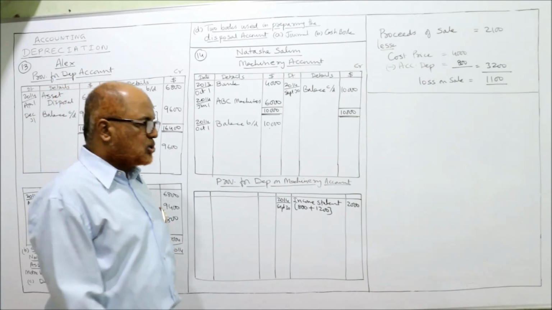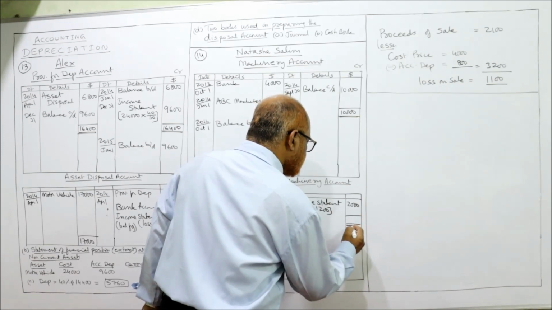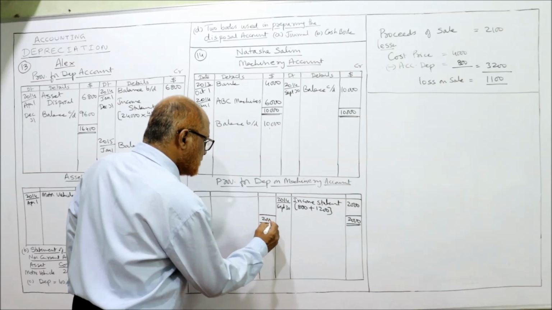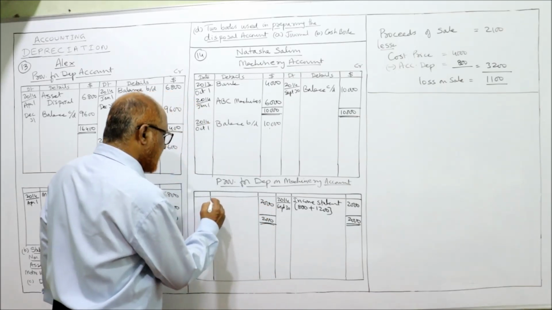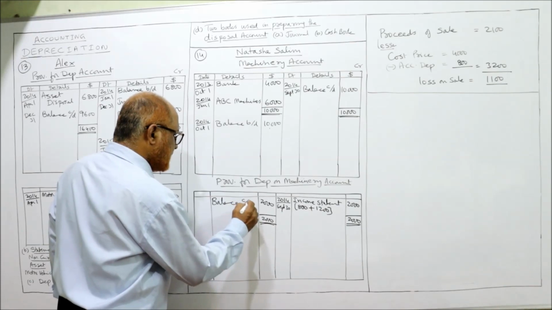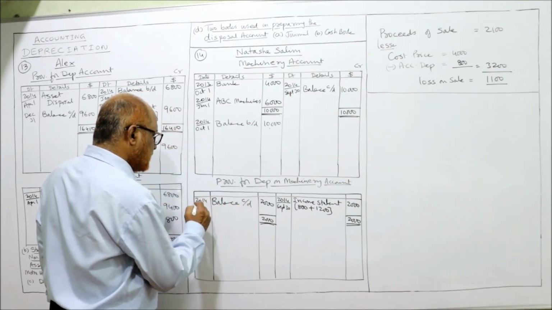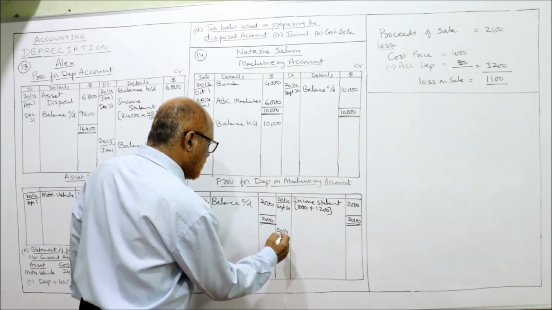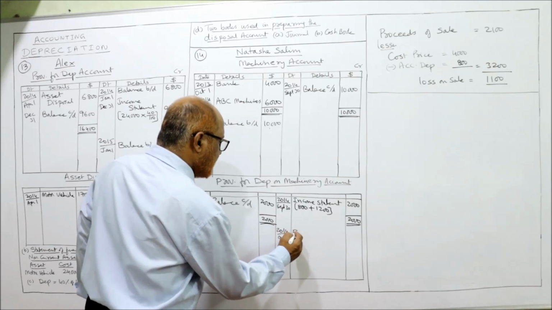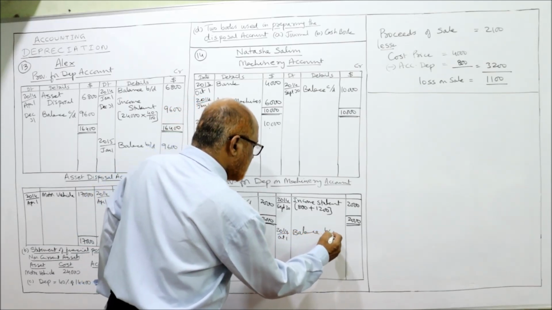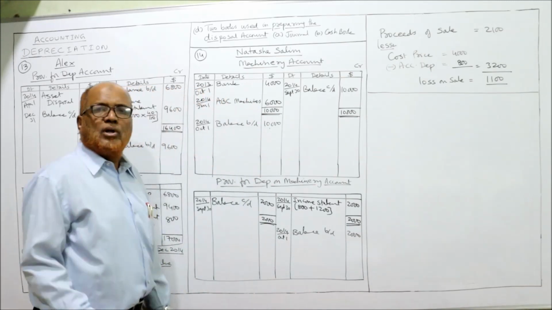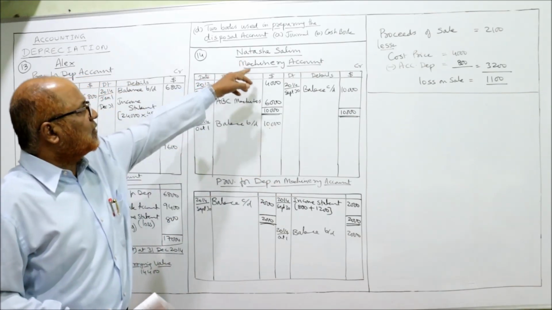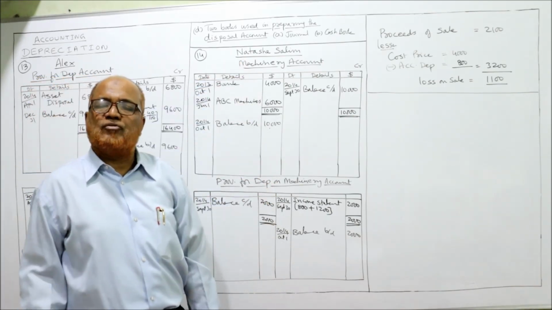That's it. Now we close the year. 2,000. Here also 2,000. Balance carried down. This is 2014 September 30th. Next year 2014 October 1st. Balance brought down 2,000. That's all. So 1 year we have completed, 30th September 2014. We have closed the account of machinery and we have closed the account of provision for depreciation.